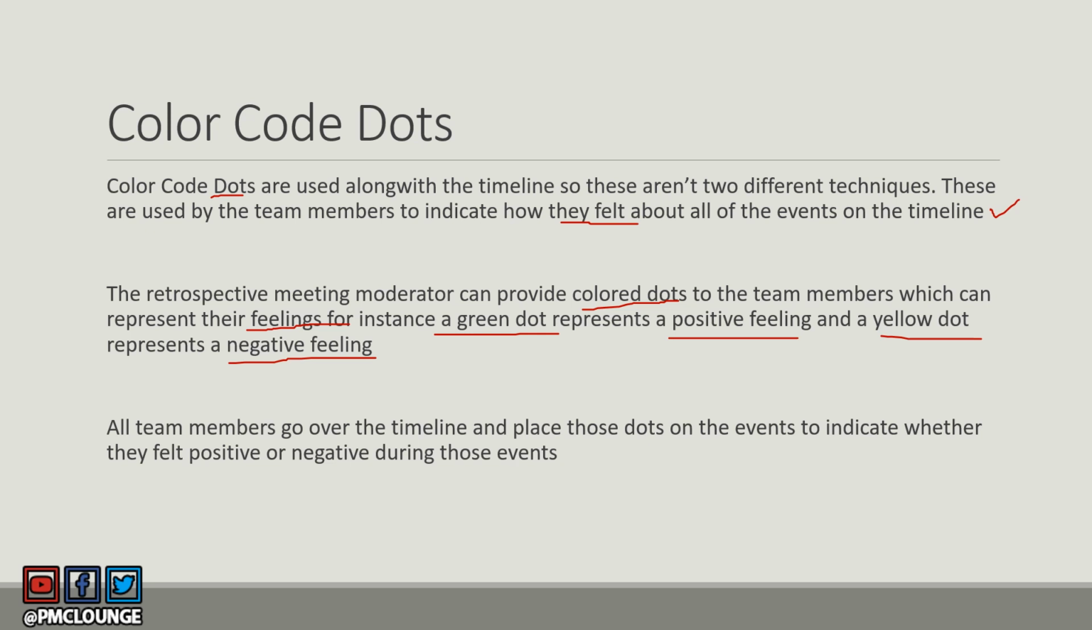All the team members are going to go over the timeline and place those dots on the events or the activities listed in the timeline to indicate whether they felt positive or negative during those activities or events. So obviously we saw a team lunch in the last slide, right? I believe everyone is going to feel positive about it and it is going to receive a lot of green dots. So let's take an example in the next slide. Let's take a look at that.